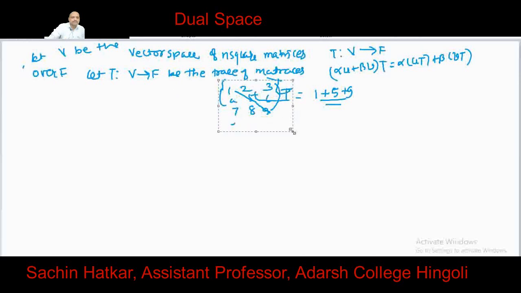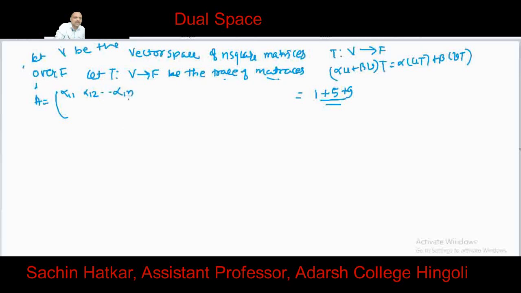Now let us take a generalization. Suppose I have a matrix A of order n, that is, A equals alpha 11, alpha 12, up to alpha 1n, alpha 21, alpha 22, up to alpha 2n, and alpha n1, alpha n2, up to alpha nn. Then T of A equals the trace, that is, alpha 11 plus alpha 22 plus up to alpha nn. This is this type of mapping.